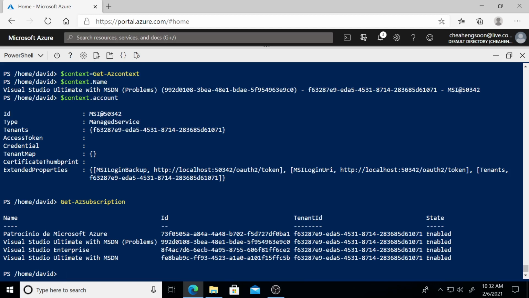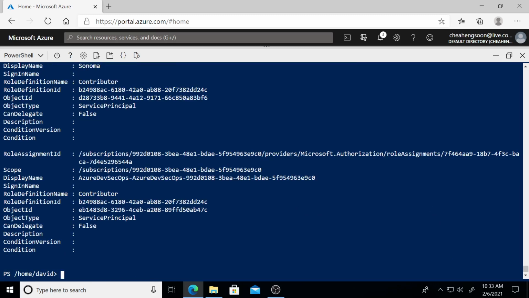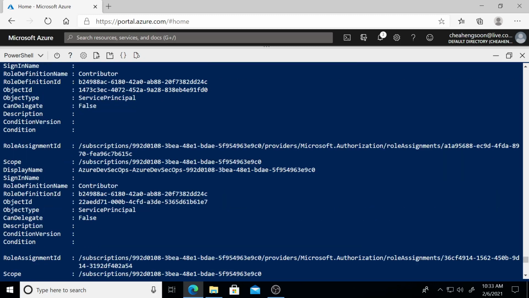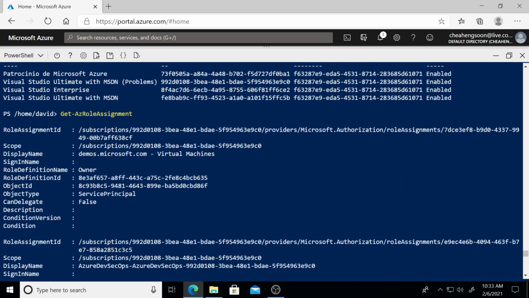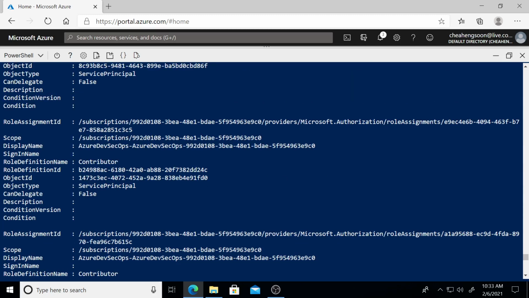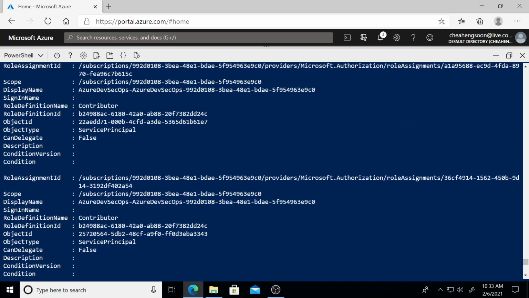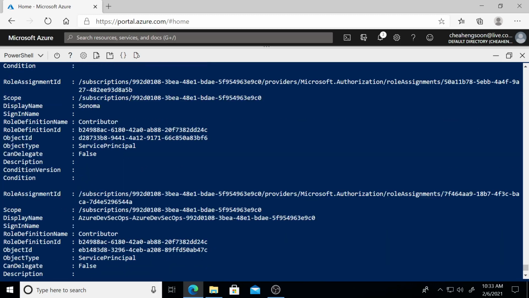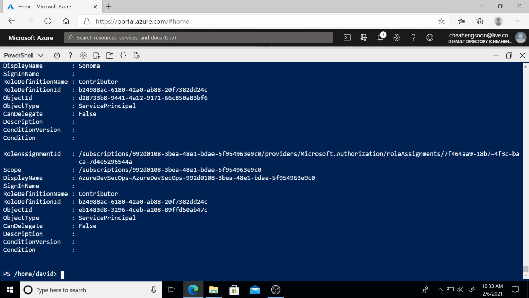And now we need to get the roles you have in the current Azure subscription, the role assignment. Okay, I am the owner. I'm also the contributor. Yeah, I have two roles: owner of the Azure subscription and also contributor of the Azure subscription.